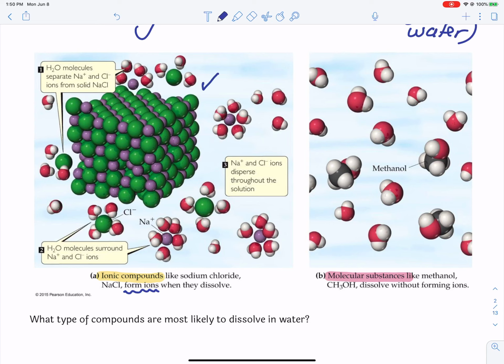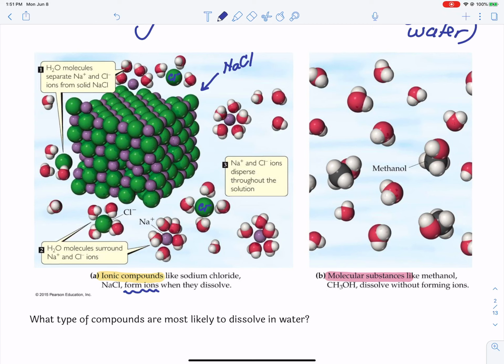So here's solid NaCl. Those ions are super attracted to each other, the positive sodium and the negative chloride. And when salt is dissolved in water, we would say those ions dissociate so that you have, the green is the chlorine, the negative chloride ions, and then you have the positive sodium ions. And this is really important.